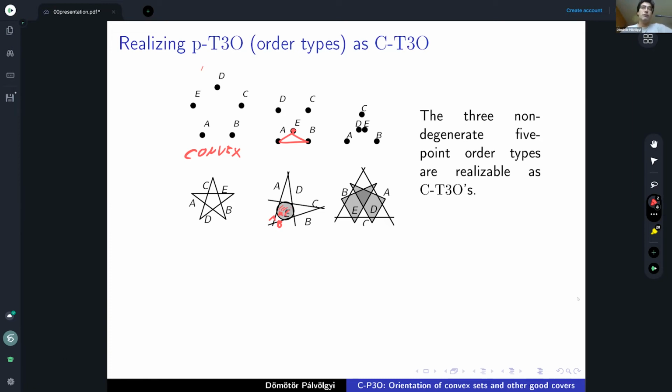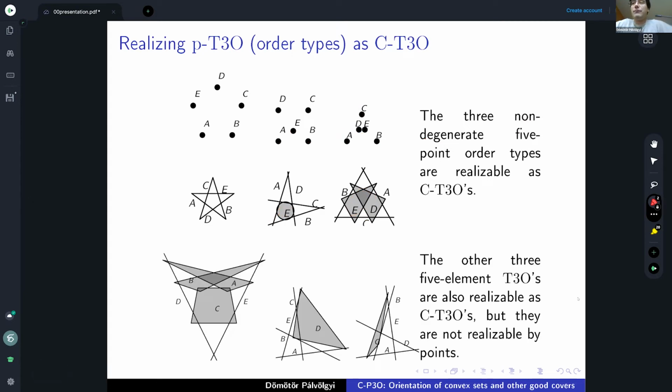And finally, there's one more order type on 5 points that's non-degenerate, I mean, that no 3 are on a line. And also that we could realize. This is a C. As you can see, whenever D and E are inside the convex hull of A, B, and C, then if you draw A, B, and C as lines, then indeed all the interesting things happen inside here. We have a lemma that says that this is true, but I don't want to state it exactly now. Okay, so we have seen that all the order types on 5 points are realizable by convex sets.